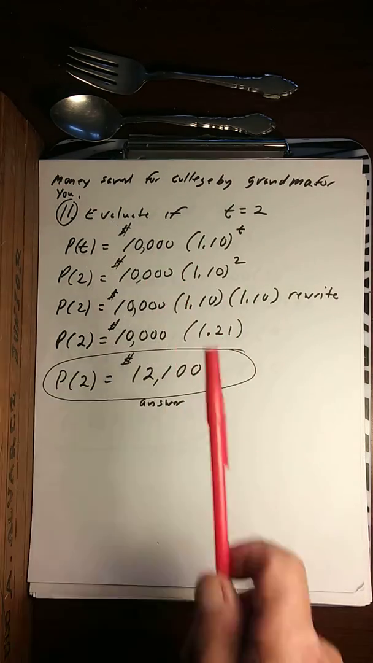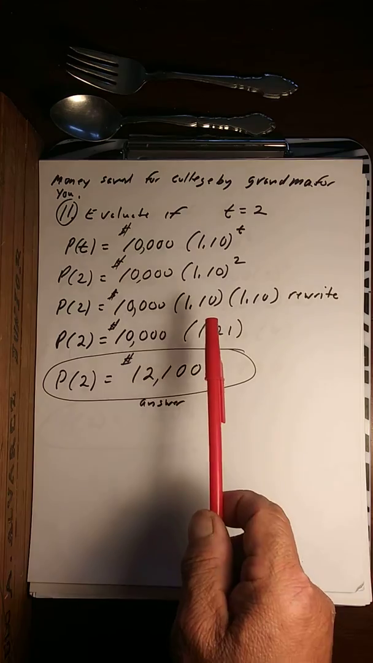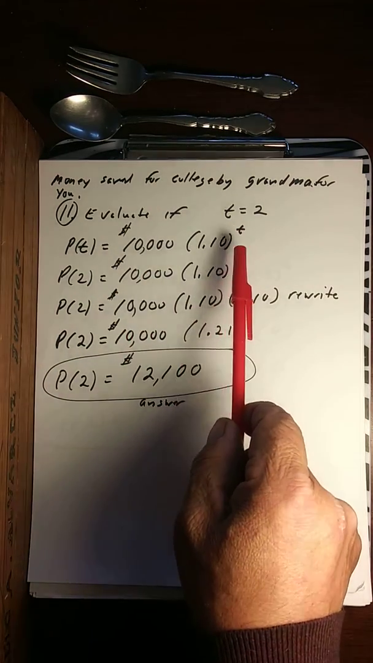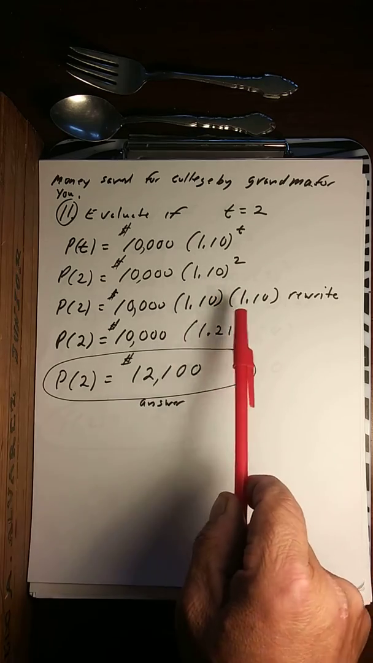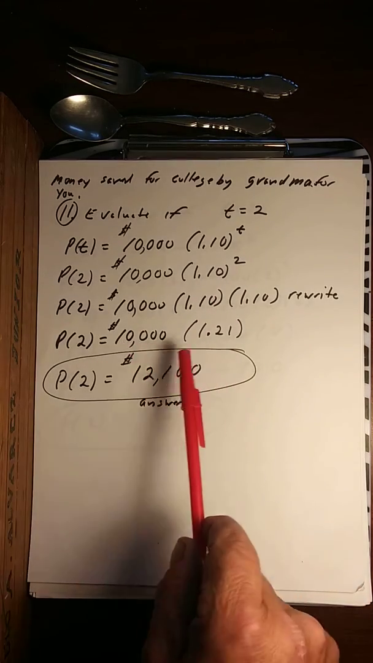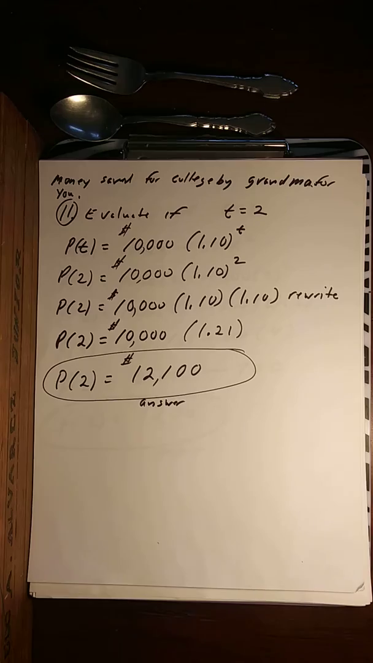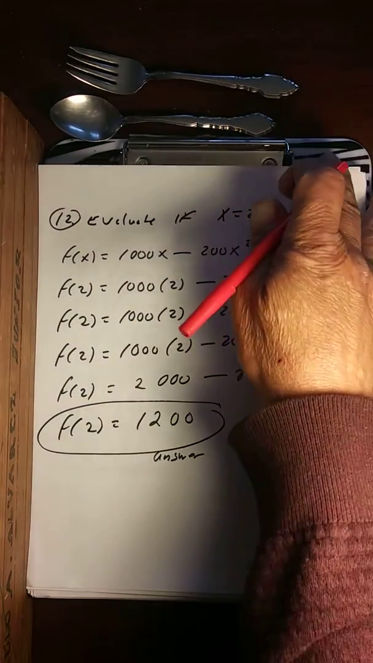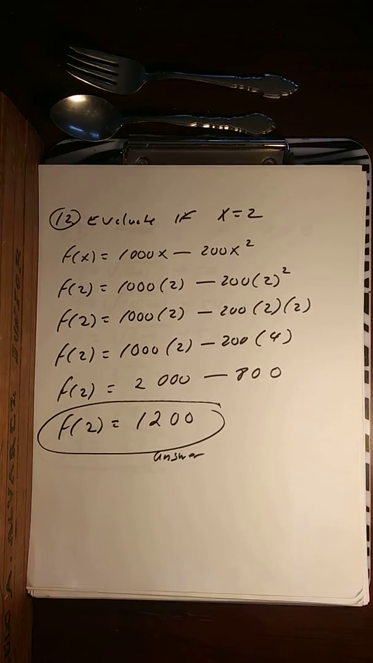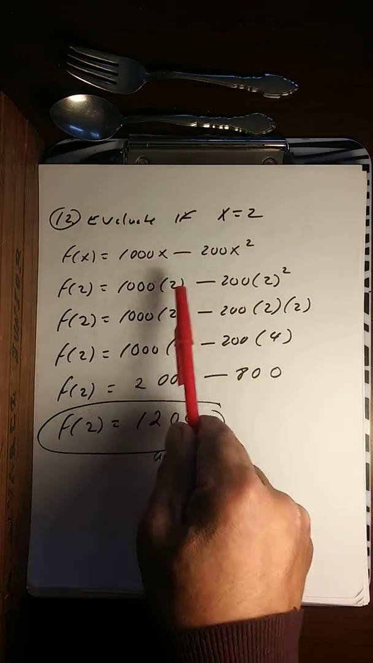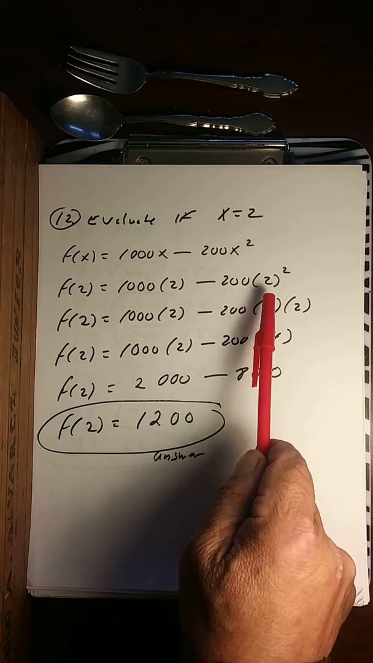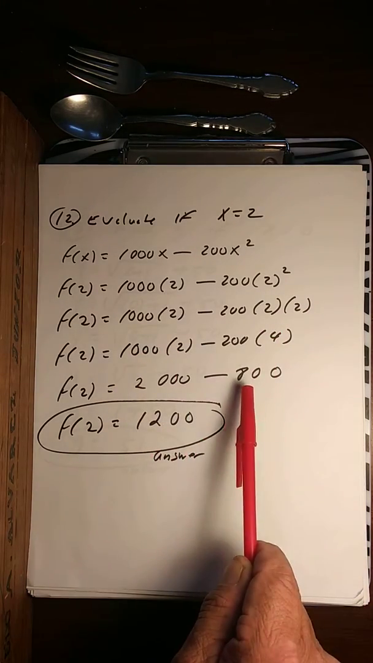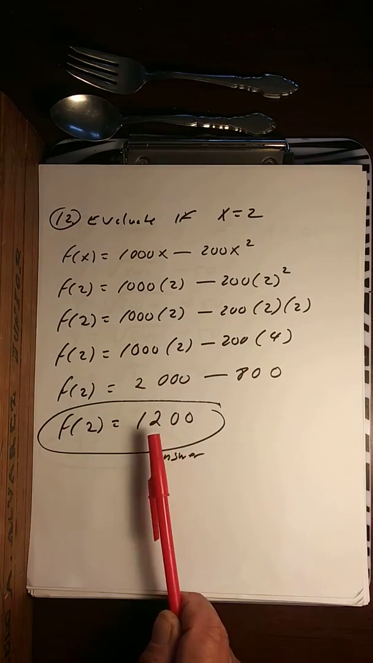Evaluate if t equals 2. So now I'm going to put a 2 in there. 10,000 times 1.10 to the 2. So 1.10 times 1.10 is 1.21 times the 10,000. Decimal goes over, it's going to be 12,100. Evaluate if x equals 2. So we're going to put a 2 there, put a 2 there. That's going to be 2 squared means 2 times 2. That's 4. So that's 2,000 minus 800. That minus that is going to be 1,200.